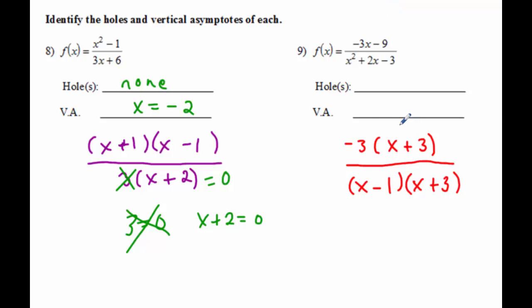Now, what cancels? Where x plus 3 equals 0 is a hole because we canceled out the x plus 3. Instead of it being a vertical asymptote, there is a hole at x equals negative 3.